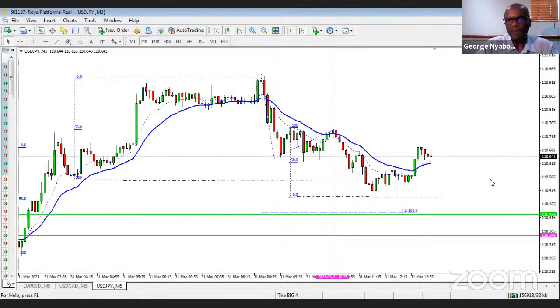Yen, again, I've got to wait. I want to see if I can get a double bottom somewhere here. If the bulls break out above here, there's nothing for me to trade here because there's this lower high that would stand in the way.